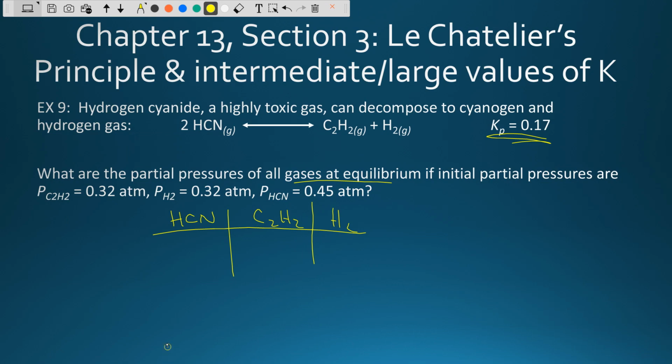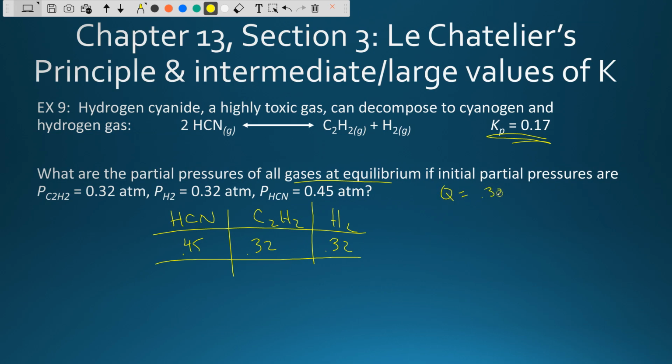So let's figure out the scenario. In this case, I have a 0.45 for this one. I have a 0.32 here. I have a 0.32 here. I don't know which direction this goes, do I? I don't know if it's done, if it's headed back, or if it's going to be going back this way. So let's put it to the Q test.